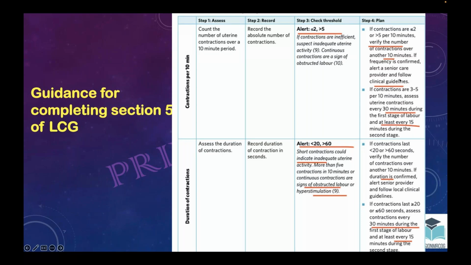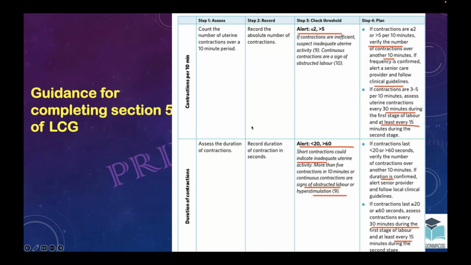Now, duration of contraction. If it is less than 20 seconds, or if it is more than 60 seconds, in that situation both are alerts. If it is less than 20 seconds, it means inadequate uterine activity. And if it is more than 60, there is a possibility of hyperstimulation or obstructed labor.